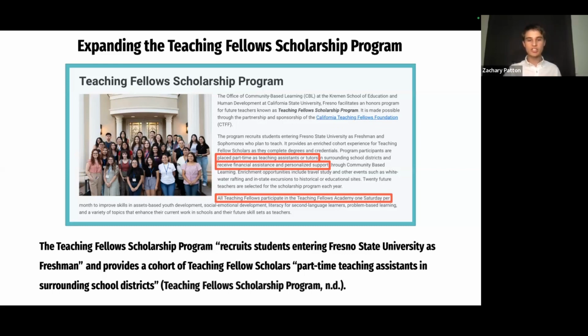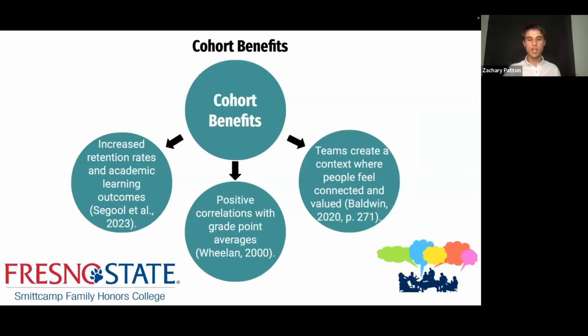This established scholarship program targets incoming freshmen at Fresno State University, offering them a chance to become part-time teaching assistants, and in return, they receive a scholarship and support through Teaching Fellows Academy, which meets once a month. So essentially, we're implementing the strategies for mitigating turnover through a cohort. The research indicates that cohorts are highly successful in retention rates, grade point average, and improving engagement. A highly successful example of a cohort on campus is the Smith Camp Families Honors College.